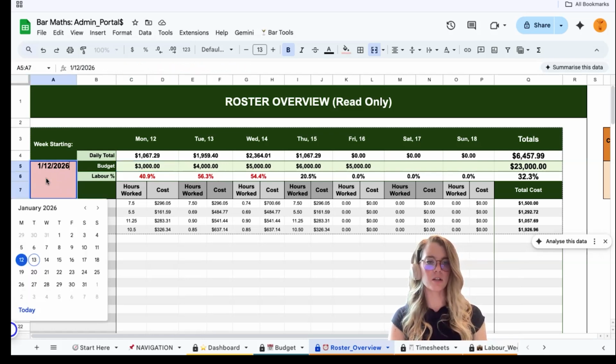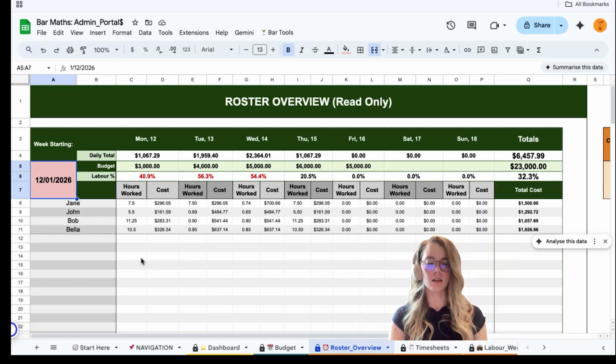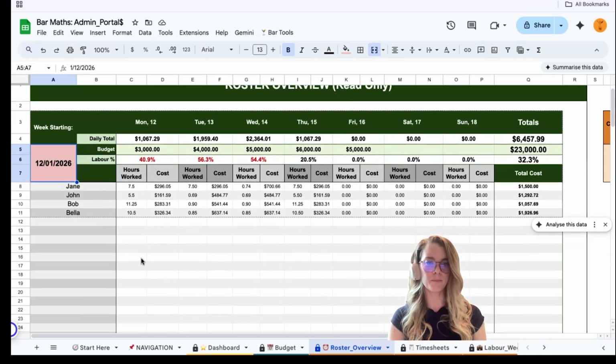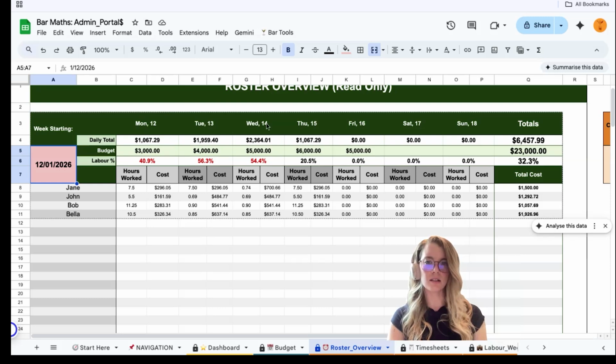The only thing that you can change in here is the week starting. So I've just selected the week that I've just rostered some shifts for. And in here, you can see that the dates are for this current week. Any days where I have a budget, then you'll get a daily breakdown. So you can see the daily total that is spent on all of the staff working. For salaried staff, it's an average of their pay across the hours that they've worked. The budget to sales for that day, and then the labor percentage.